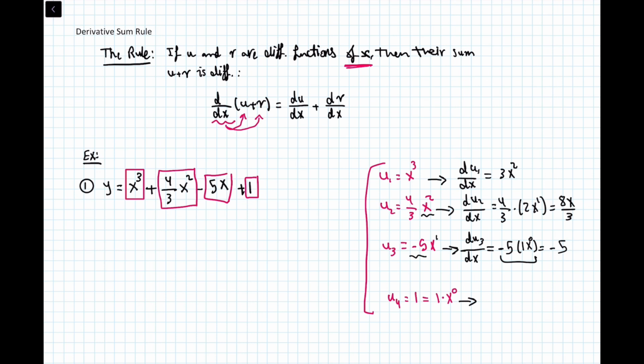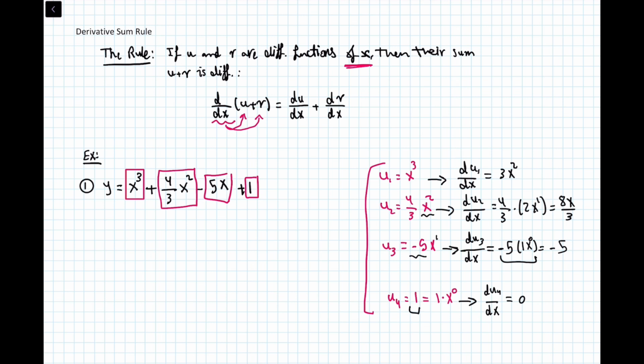The very last one we have here, the derivative of u4 with respect to x, is basically 1 is a constant, so the derivative of a constant is, as we know, 0, because a constant never changes and differentiation is all about changing.